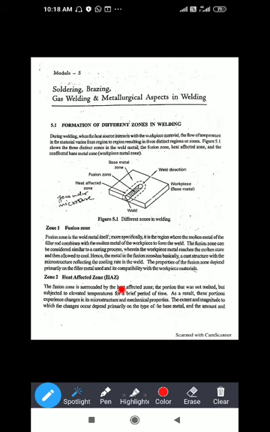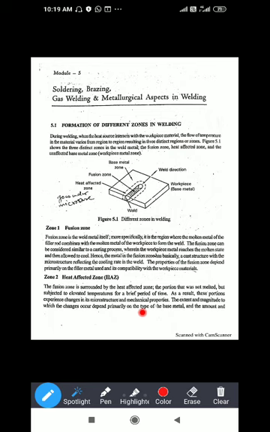This fusion zone can be considered similar to the casting process, where the workpiece metal reaches the molten stage. Molten stage means melting stage, and then it is allowed to cool. Hence the metal in the fusion zone has basically a cast structure, with the microstructure reflecting the cooling rate of the weld. Whatever the microstructure is, it changes according to the cooling rate.